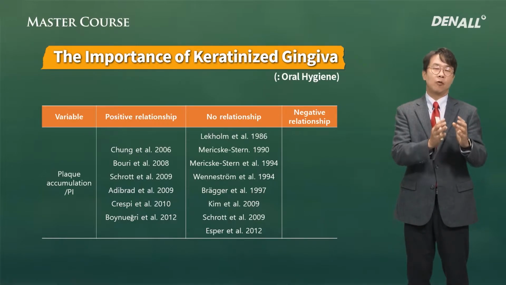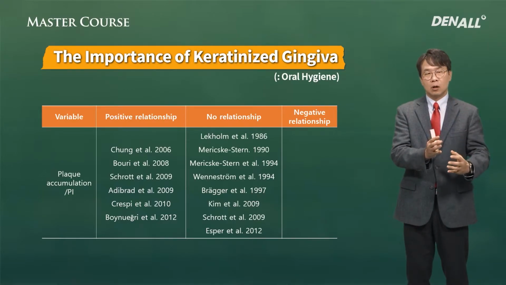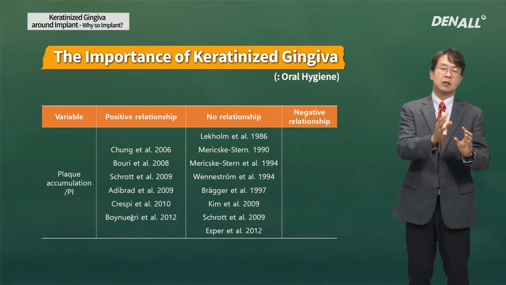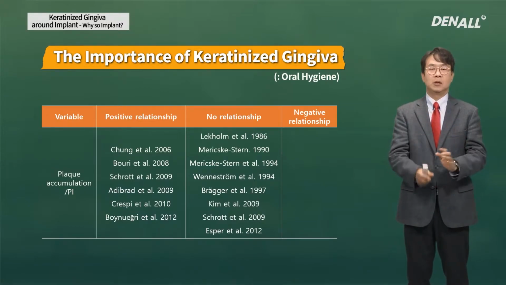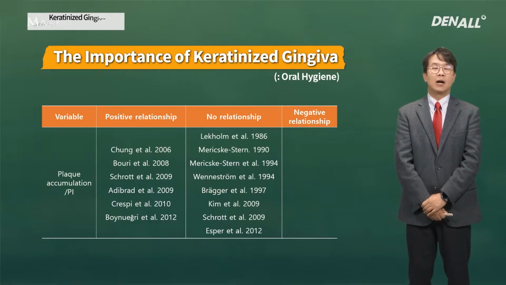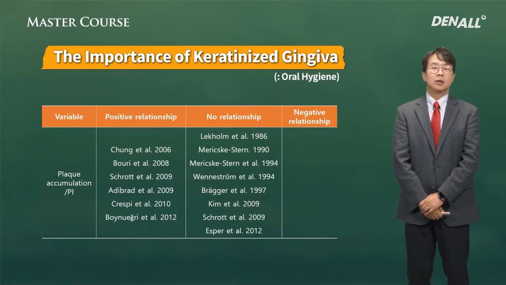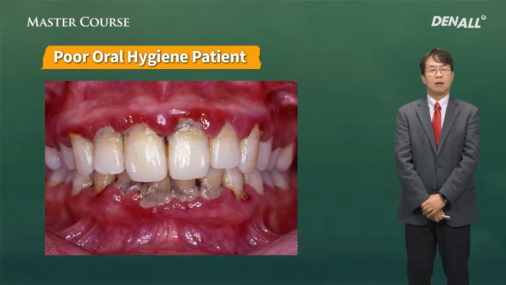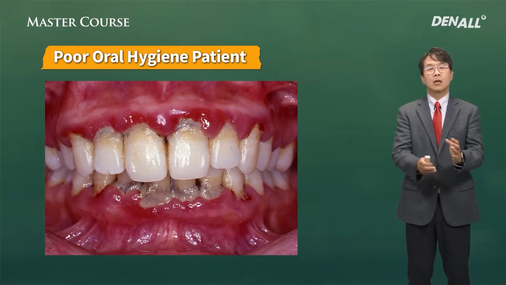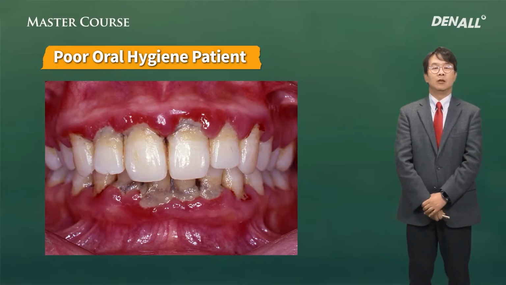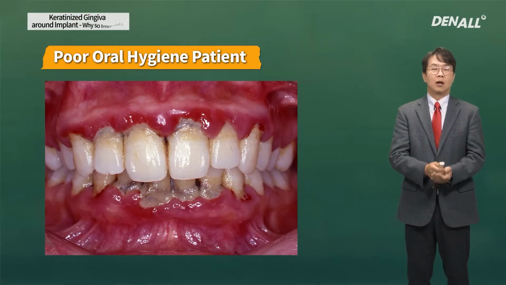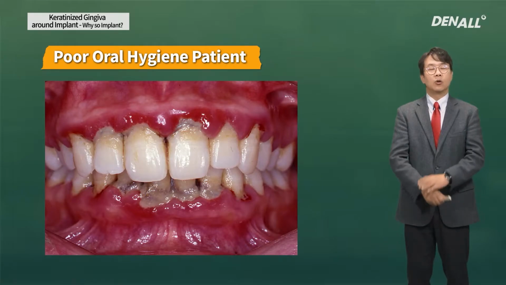So the plaque accumulation improves with the presence of keratinized gingiva. And there is another group which said there is no relationship between those two. So there are many different papers on that for doctors as well as patients. If you see this type of patient, the oral hygiene is very poor. You can see calculus. If implants are there instead of natural teeth, when oral hygiene is poor like that, if there is absence of keratinized gingiva, what will happen?